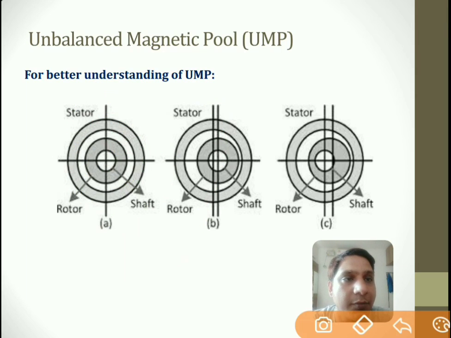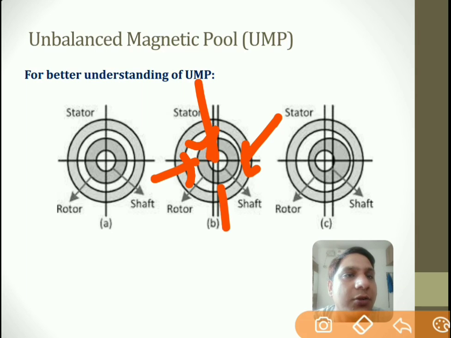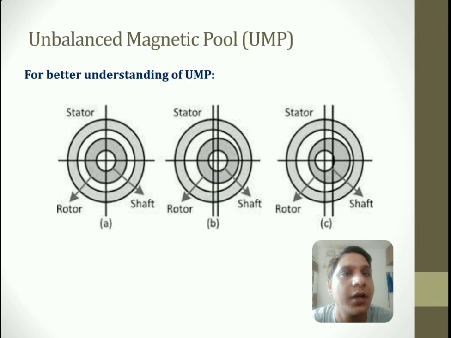Generally, they must be concentric, but due to the causes of UMP given, due to some unbalance or faulty production in the motor, improper maintenance, aging of the motor, or wear and tear of the bearing, the center points get shifted, or the stator and rotor are not symmetrical like they are shown in this diagram. Now see, this is the shaft, this is the rotor. So due to this, the air gap present between stator and rotor is uneven. It is not the same as it was shown in the first diagram.